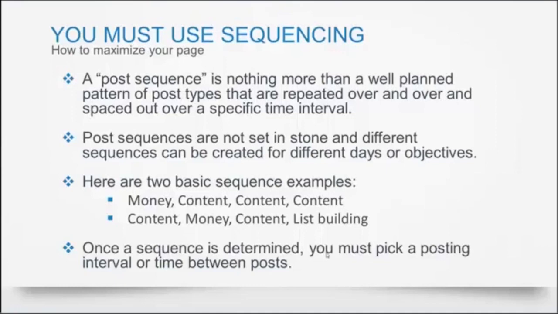So here are two basic sequence examples. Money post, content post, content post, content post. The first post is money. The next three are content. After your fourth post, which is a content post, the next post would be another money post. So it would be money, content, content, content, money, content, content, content, money, right? It just repeats like a pattern. Another type of basic sequence that builds in list building would be content, money, content, money, content, money, content, list build. So you would just continuously rotate. When you get to list building, you go back and you start over.